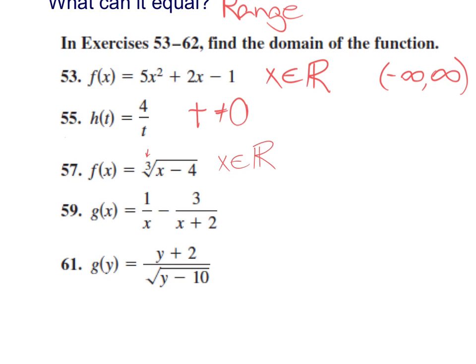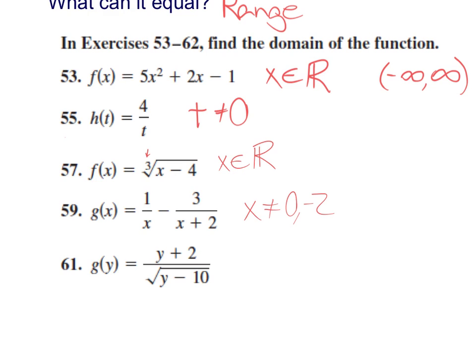All right, how about 59? We have 1 over x minus 3 over x plus 2. Rational? We have two rational functions that are being subtracted here. X cannot equal negative 2 and x cannot equal 0? What do you guys think about that? Yeah, that's right. You guys agree? Okay?